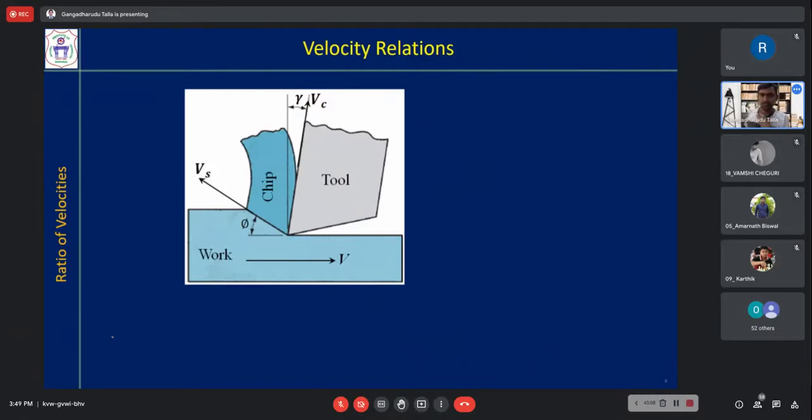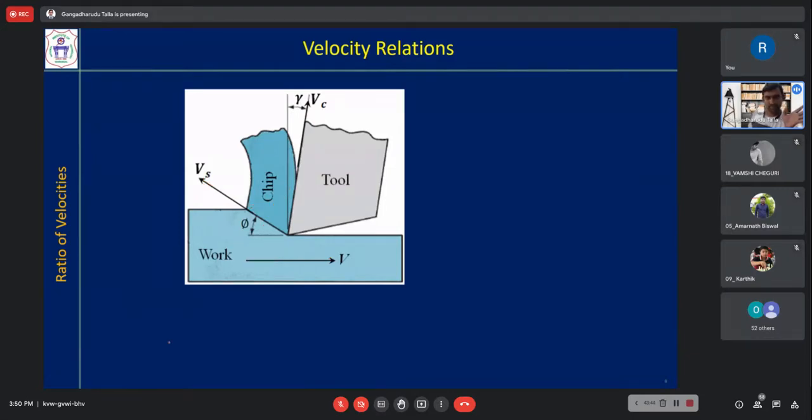Now the next is velocity relations. So we know that this is the cutting velocity direction. This is the Vs. That means, chip velocity along the shear plane. Chip is not only moving in this direction only, it is also moving in this direction, at very slow velocity. So this is Vs. So chip velocity is along the rake face, that is Vc.